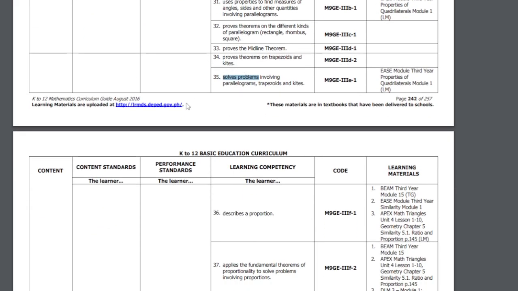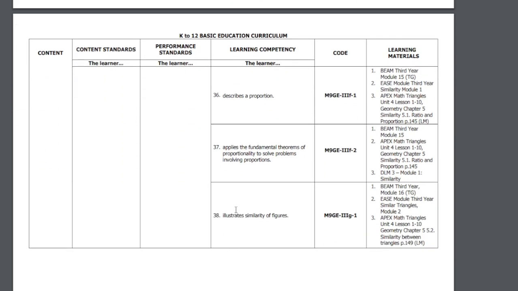Then we are now going to have a new topic, which is proportion. You should know this way back in grade 5, I believe. Yeah, it's supposed to be grade 5. Then we're going to have some fun with it. Then we're going to apply fundamental theorems of proportionality to solve problems involving proportions. It's basically two fractions that are equated together. And then we're going to have fun with that. Then we're going to illustrate similarity of figures. So similarity is different from congruence. Similarity is they are similar. I'll get to that when we get to this point.